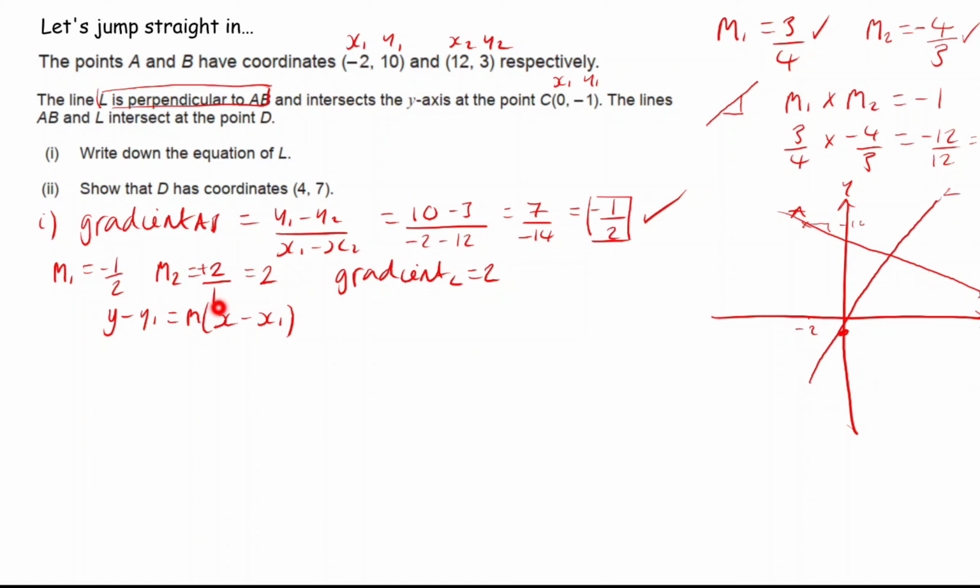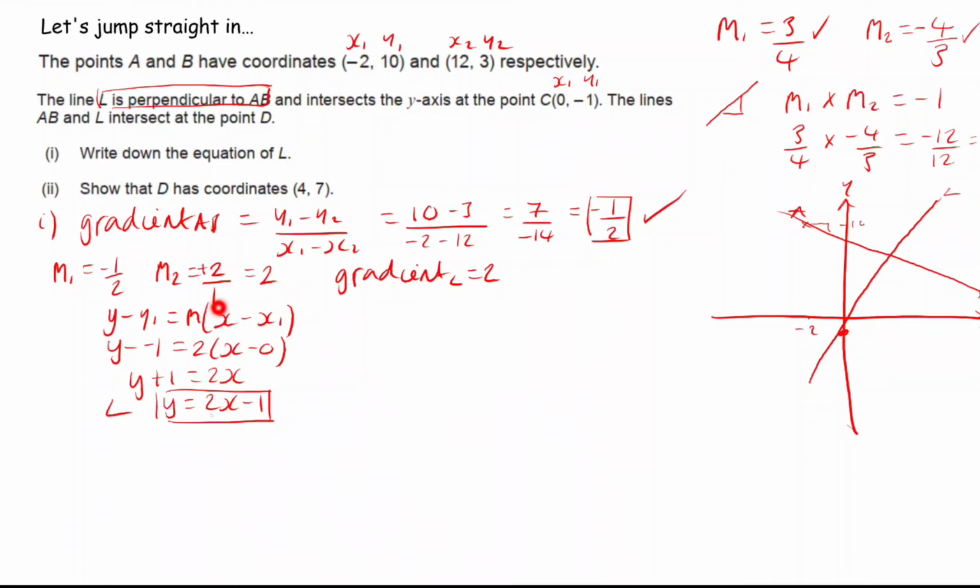And this is going to be our line L. So we substitute our values in. So y minus our y1, which is minus 1, equals m, our gradient, which is 2, brackets x minus 0. That gives us y plus 1 equals 2x, 2 divided by 0 is 0. So y equals 2x minus 1, and that's the equation of L.